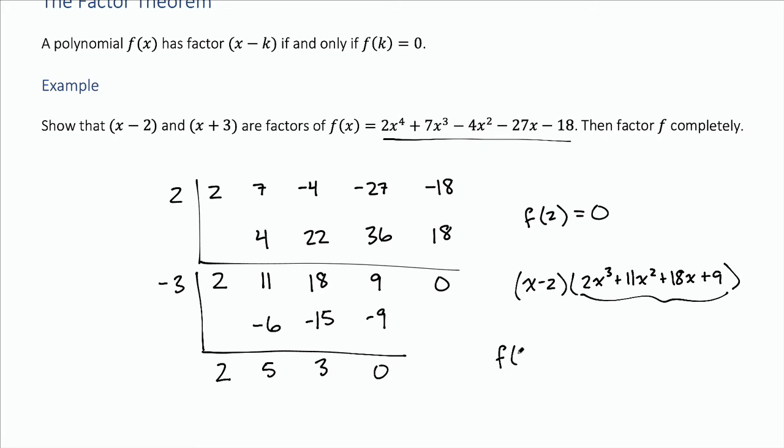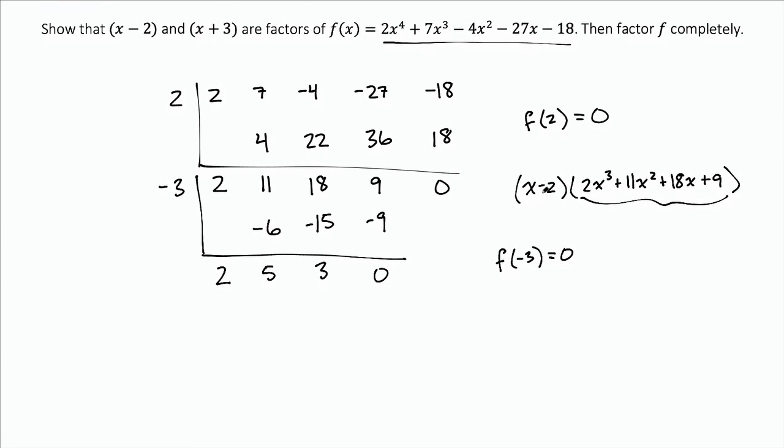That tells me that f of negative 3 is equal to 0. So I've shown that f of negative 3 is equal to 0. Therefore, x plus 3 is a factor of f of x. And now what we've just shown is that I've found my two factors, x minus 2 and x plus 3. And what's left has those coefficients: 2x squared plus 5x plus 3.